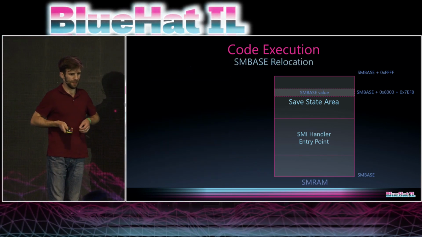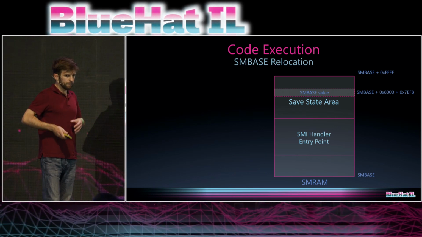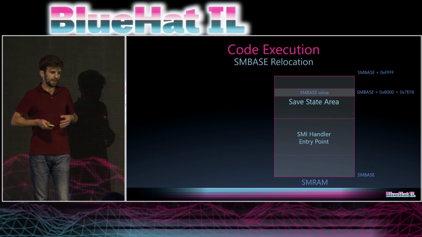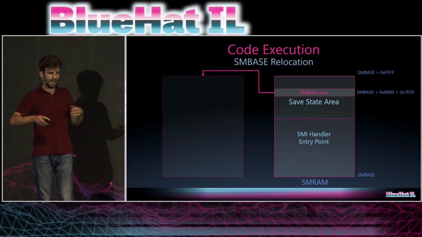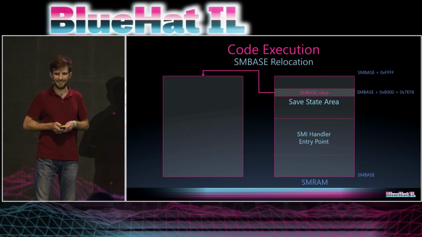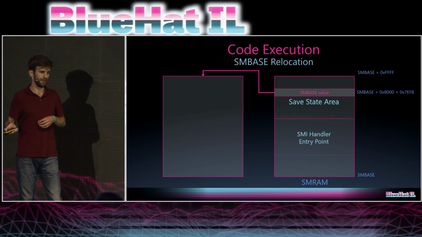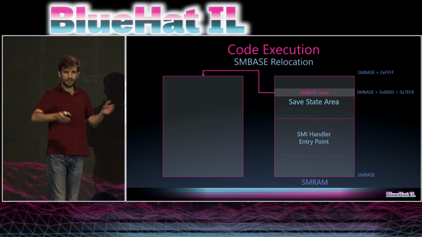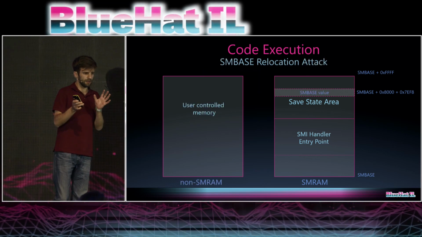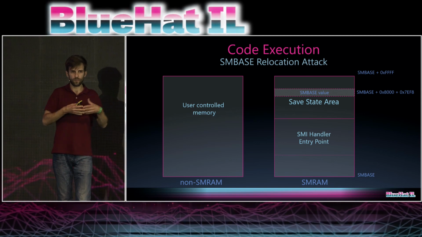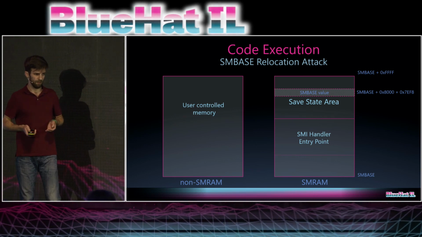It's called SMBASE relocation. From the developer's point of view, it's pretty straightforward. They simply modify the SMBASE value in the save state, and some magic behind the scenes does the SMBASE relocation and points it to the new location. Which brings us to the actual attack idea. So let's create some memory region that is accessible from both kernel and the SMM.